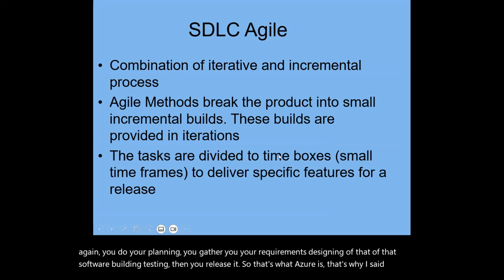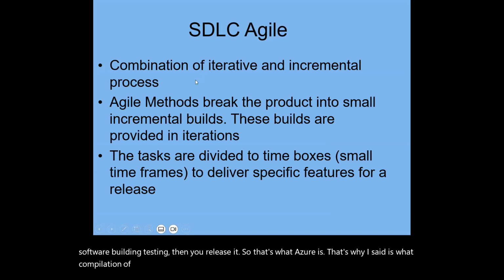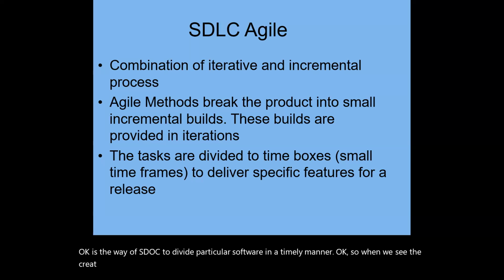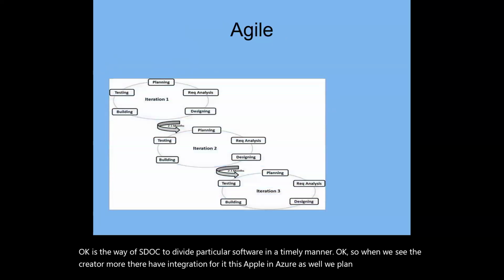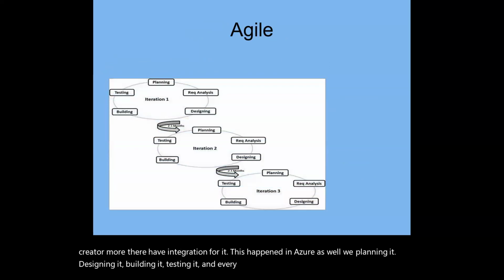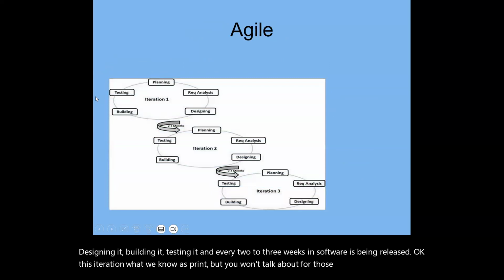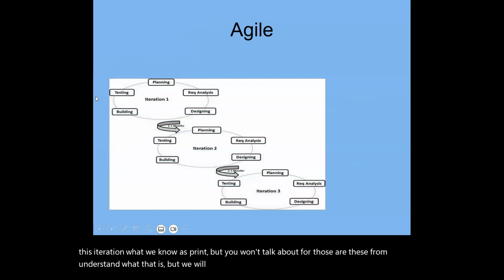That's why I said it is a combination of the iterative and incremental process. It is a way of SDLC to deliver a particular software in a timely manner. When we see the incremental model having integration, this happens in Agile as well. You're planning it, designing it, building it, testing it, and every 2 to 3 weeks a software is released. This iteration is what we know as sprints, but we will dive into that later. I just want you to have more acquaintance with what Agile is.